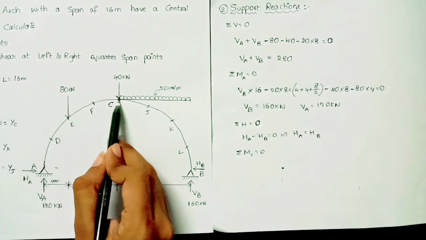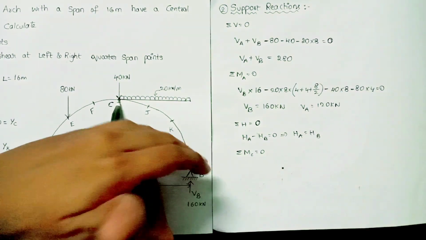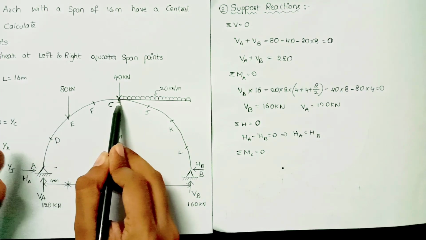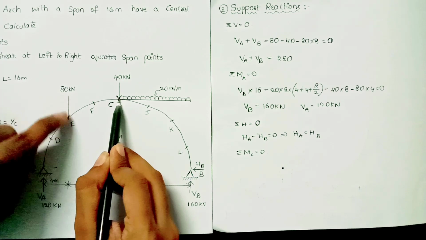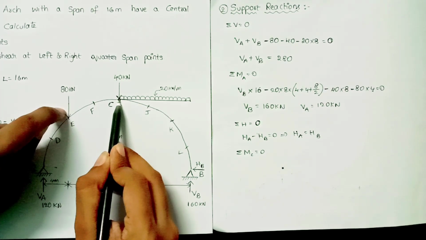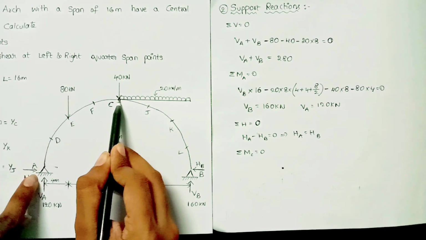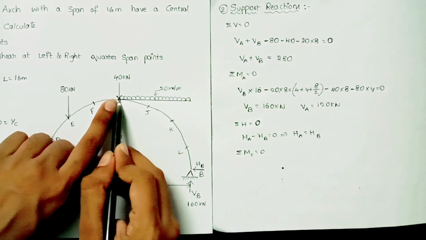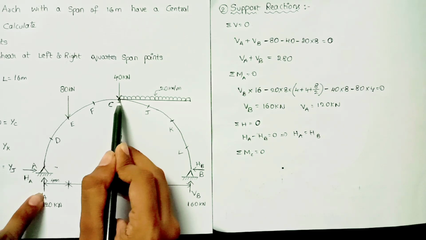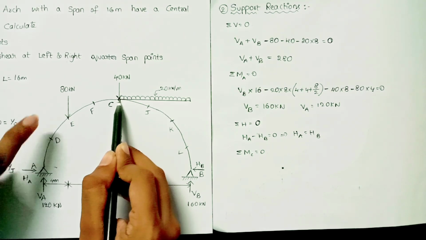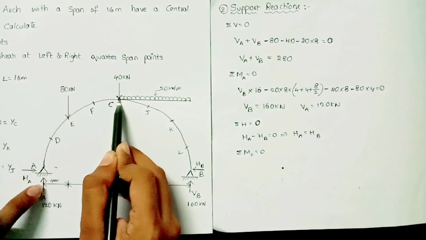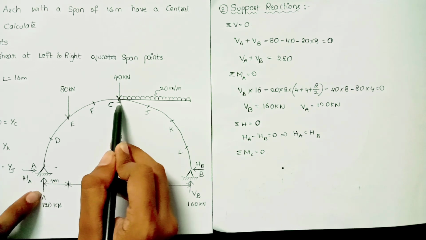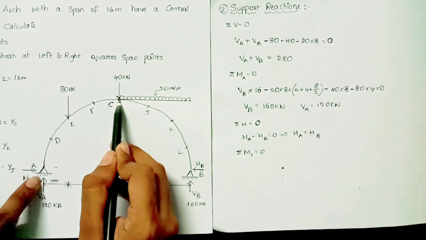Now if I take moment about C equal to 0, you can consider either right side or left side. Since we have only one load, this is a simple load, I am taking from the left side and I will calculate the value of the horizontal reaction. So if I take the moment about C, we have one vertical reaction, the horizontal reaction, and also one load. So we have to take the moments about these three loads and finally equate it to 0.